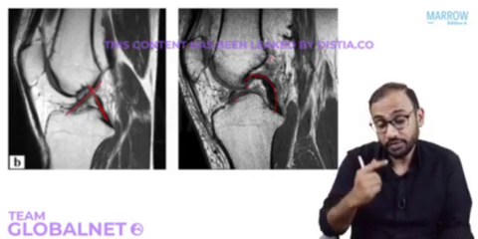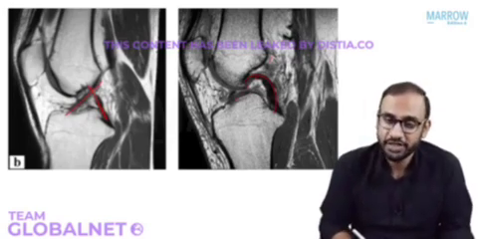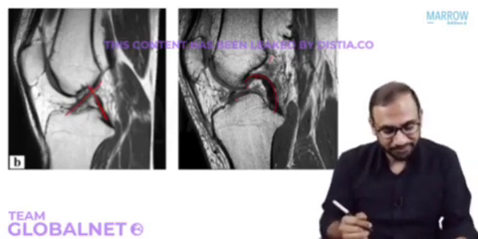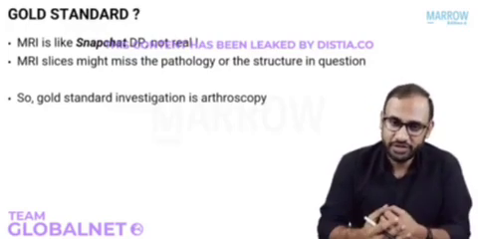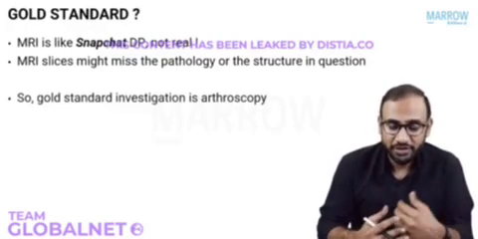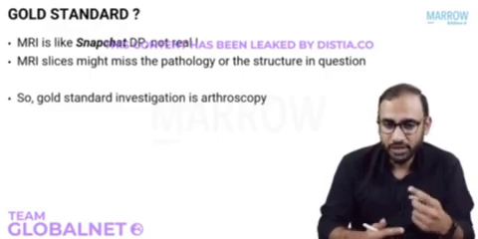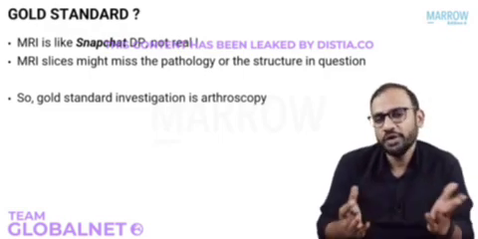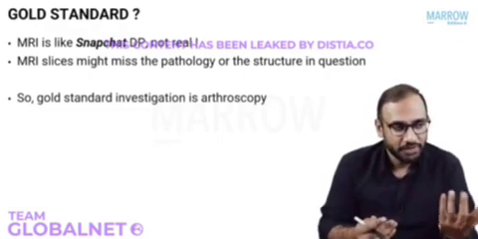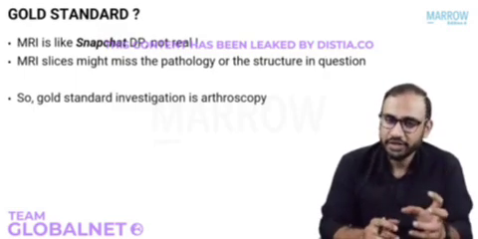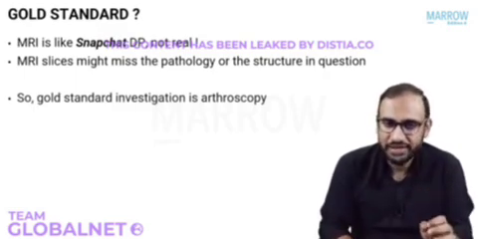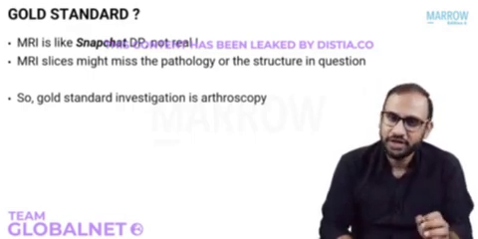Now why arthroscopy is the gold standard investigation? Because you see, MRI, reading MRI is subjective. There are many radiologists who will read it very well. There are some radiologists who will not, who might miss it, number one. Number two, the slices that you take on MRI might not be so good. Sometimes what happens, the injury is missed on that slice. Okay? So it's not real. There are chances of missing the slices or the pathology on MRI.